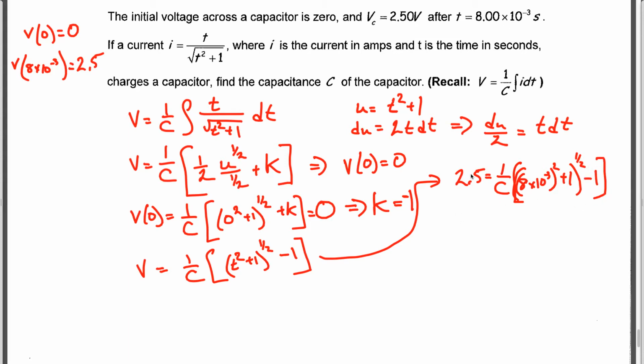And we can take the c over to the other side, which basically means that we get 2.5 times c equal to all of this. So when we square this, add 1, take the power of a half, and subtract 1, we get 3.2 times 10 to the minus 5. Divide by 2.5, and that tells us the capacitance is 1.28 times 10 to the minus 5. So there's the capacitance.